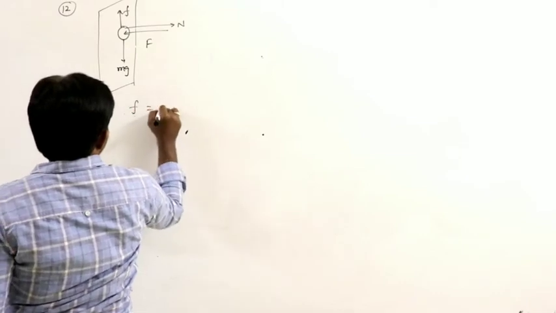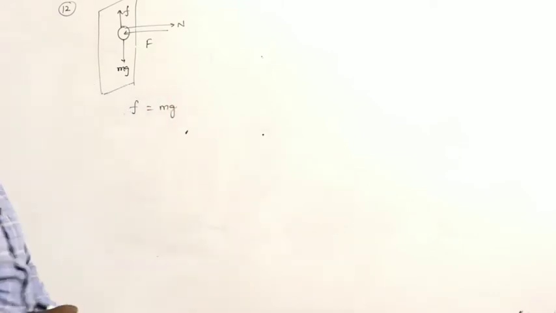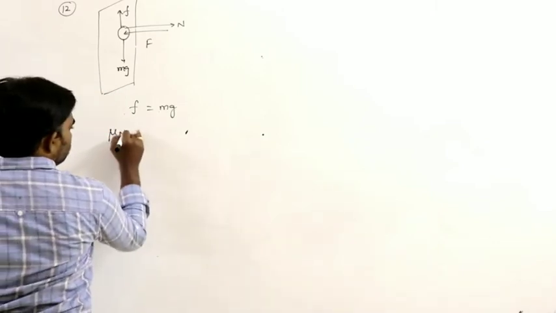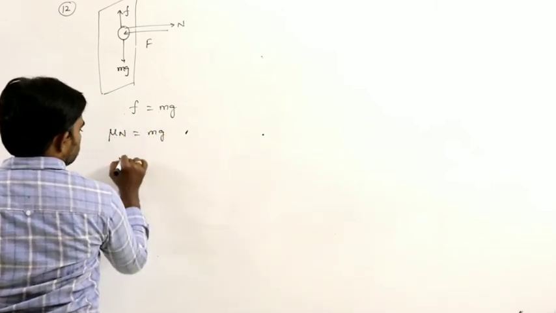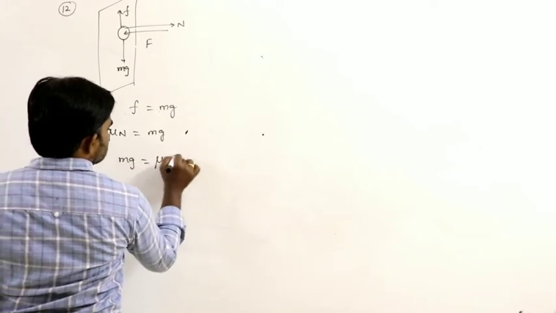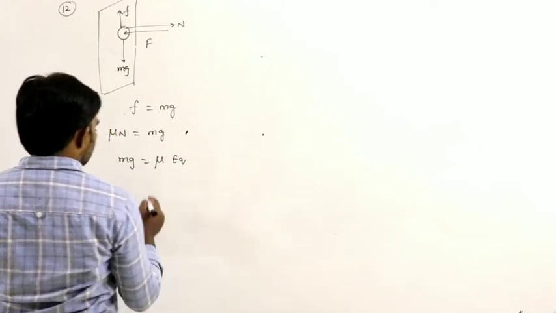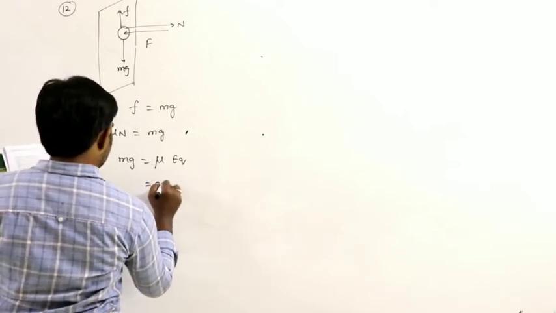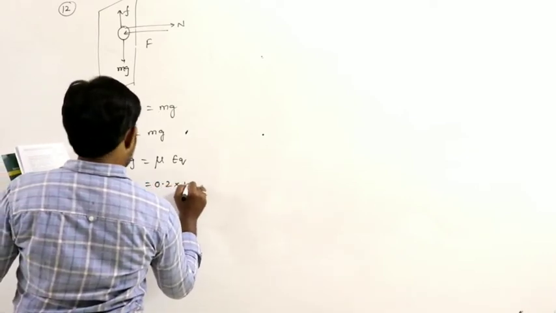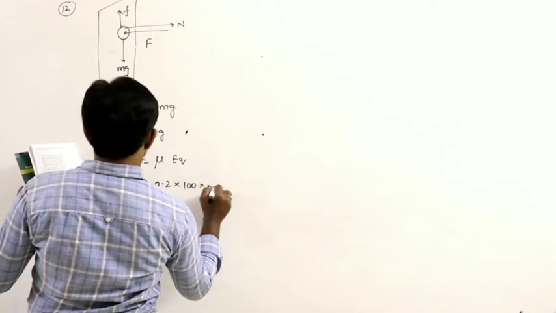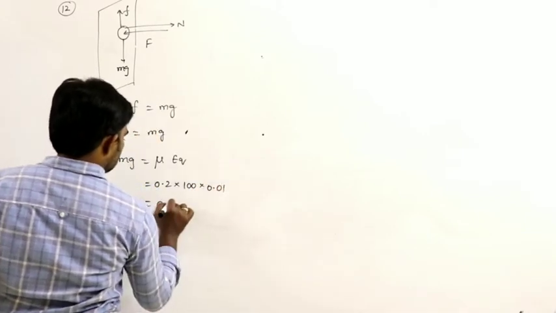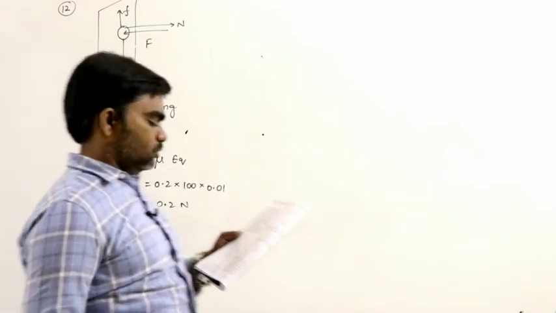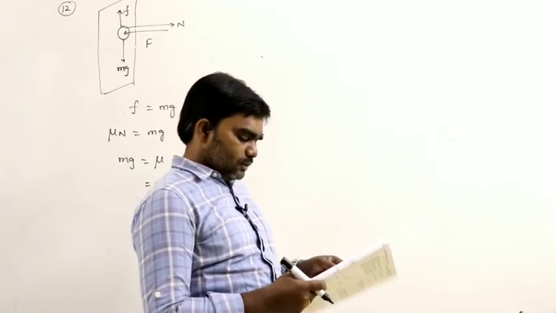Here the frictional force is nothing but mg. Friction is nothing but mu into N, which is equal to mg. N is nothing but EQ here. What is the friction? Mu is 0.2, E is 100 and Q is 0.01. So that is 0.2 newtons. The weight is 0.2 newtons.